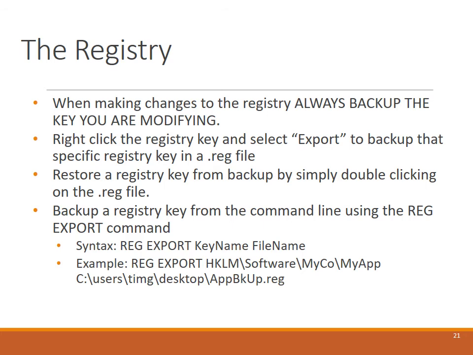So for example, if we wanted to export the key my app located in HKEY_LOCAL_MACHINE, we would type reg space export space hklm/software/myco/my app, and then we'd put another space in, and then we type the file path. In this case, the file path is C:\users\timg\desktop\appbackup.reg, and that's going to store that in a reg file on my desktop.